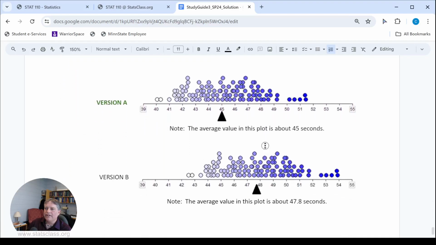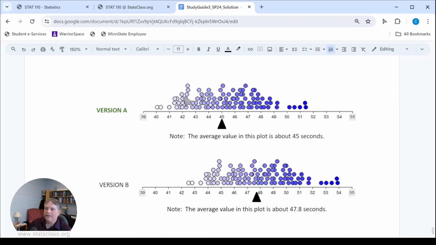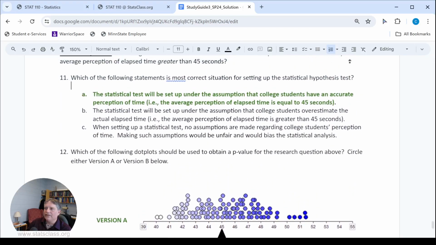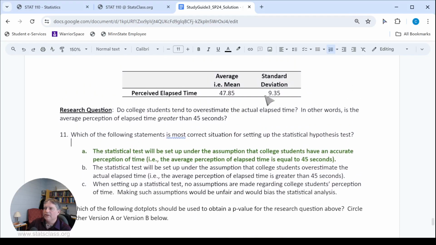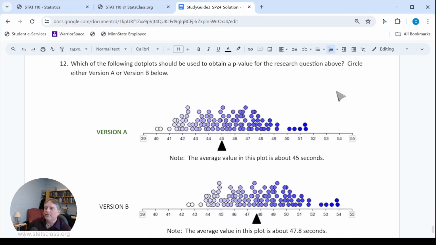And then when we're trying to determine the p-value, the reference distribution here has to be centered at 45. So version A is going to be used to get a p-value. My p-value is trying to determine whether or not my data outcome here, about 47, almost 48, is an outlier. The p-value is going to be trying to determine whether or not 47.85 is an outlier. Doesn't look like it's going to quite be an outlier there on the upper side. But version A is the correct distribution that we would use as the reference distribution to compute the p-value.